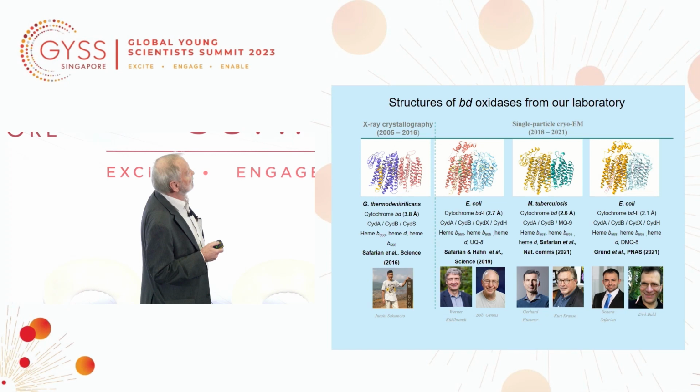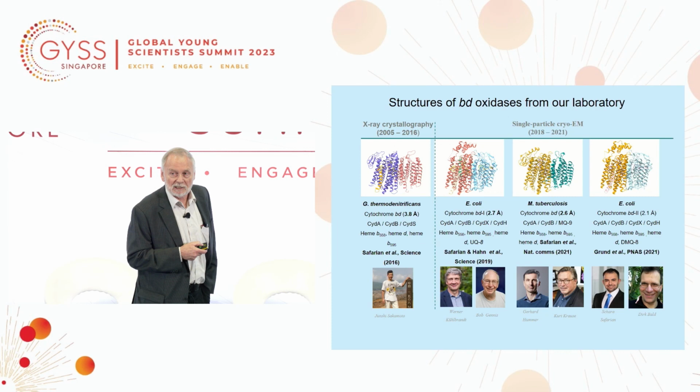So we determined the structures of various bd oxidases in our lab. The first one we did by X-ray crystallography, and it took us 12 years to solve the structure. It was three students in a row before Shara Safarian got the structure, at lousy resolution. Then we used cryo-electron microscopy. We determined the structures of the E. coli enzyme, that of Mycobacterium tuberculosis, and then the second enzyme of E. coli, and now we have one more enzyme. This was done primarily by cryo-electron microscopy, which takes about 3 to 4 months after starting the project, so much, much faster. So we gave up X-ray crystallography.